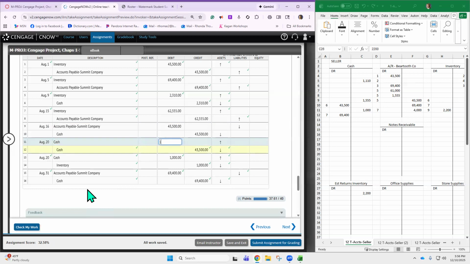And that's the cash that came in for that refund of the stuff we didn't send back.